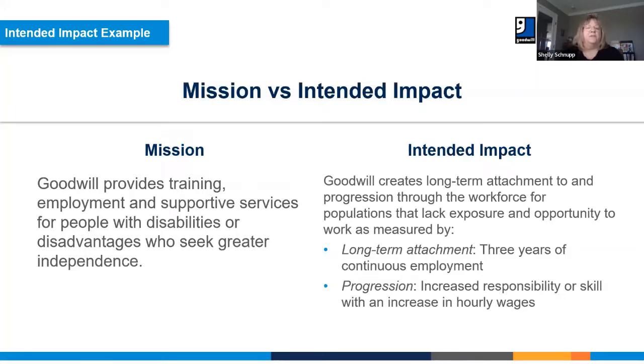With this example from Goodwill, the intended impact further specifies which people are the focus for services. It also more clearly defines what success should look like. So you get a much clearer picture of the impact the organization is trying to have on who it serves and how it will hold itself accountable, what it will actually look like to determine if success happens.